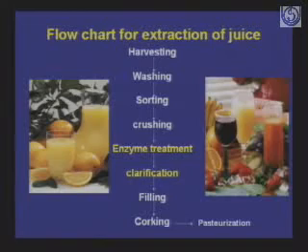Now this is a simple flow chart for the extraction of juice: harvesting, washing, sorting, crushing. You crush the fruits, and then in the case of juices you have to give a very important treatment, which is an enzyme treatment. This enzyme treatment will help to extract more juice, and it is followed by clarification, and finally you fill and cork the bottles and then pasteurize.